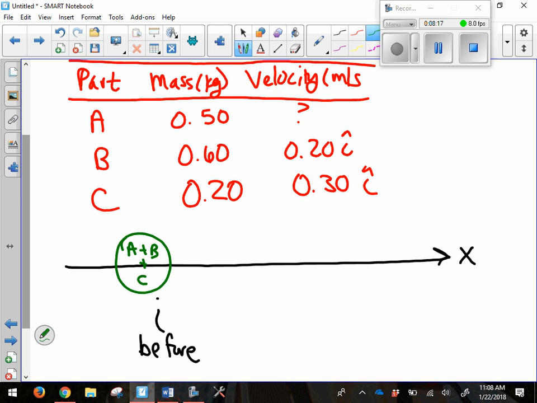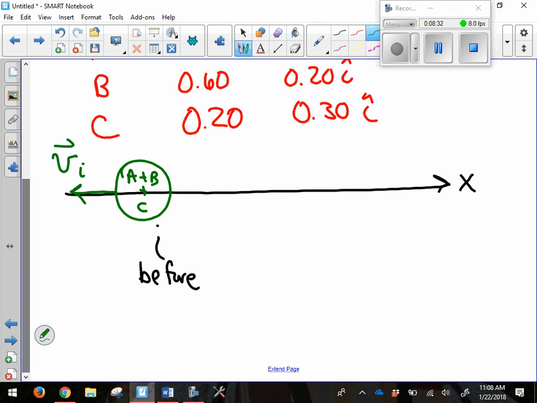Well, what does it say in the problem? Yeah, so I'm going to give it just a VI, because the whole object really only has one velocity. We said VI is negative 0.40 meters per second I hat.